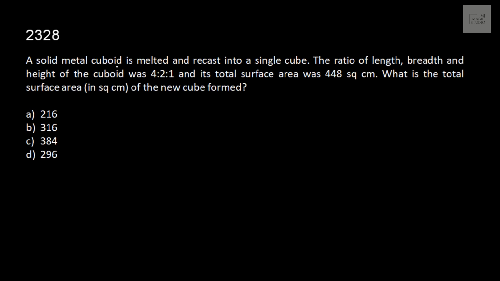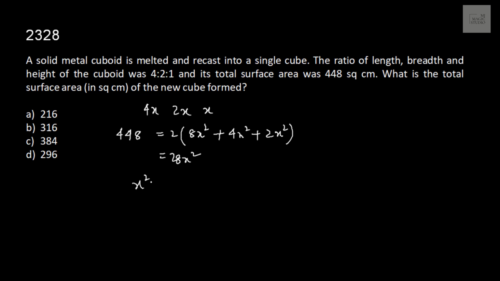A solid metal cuboid is melted and recast into a single cube. The ratio of length, breadth and height of the cuboid is 4:2:1. That means it is 4x, 2x and x. Total surface area is 448. Now we know total surface area equals 2 times L into B, 8x square, plus L into H, 4x square, plus B into H, 2x square, that is 14 into 2, 28x square.